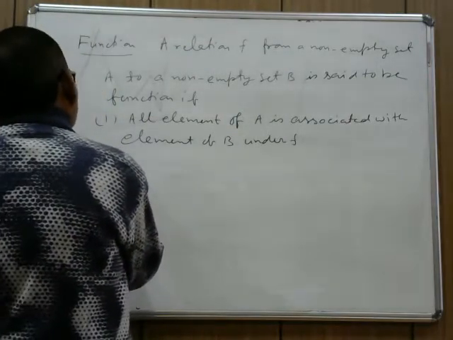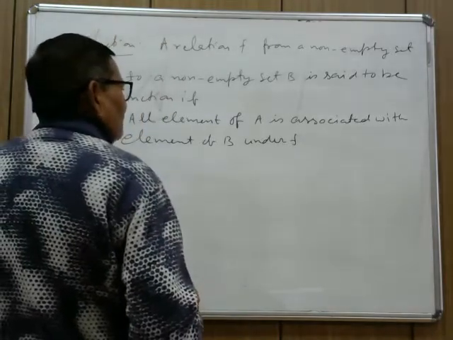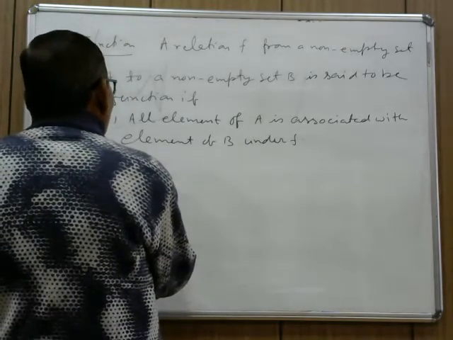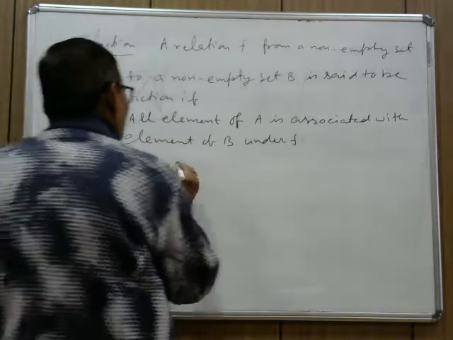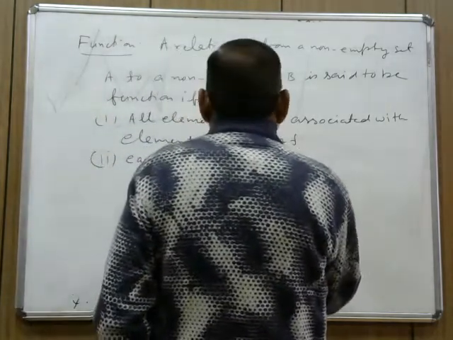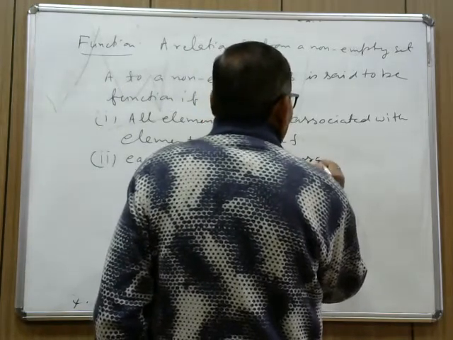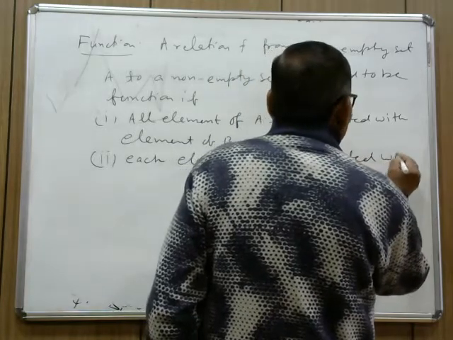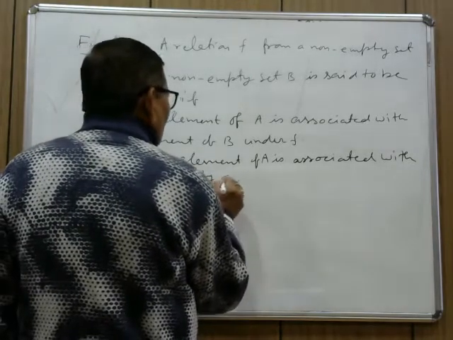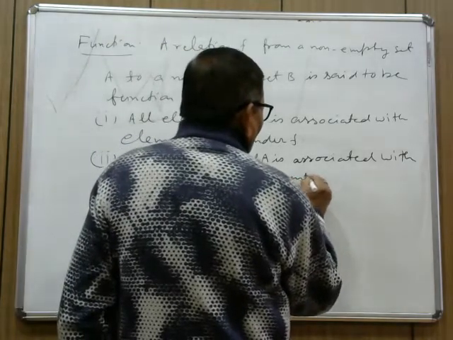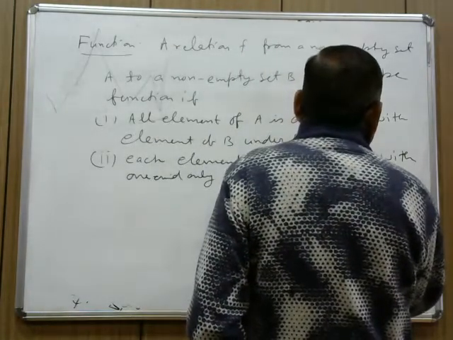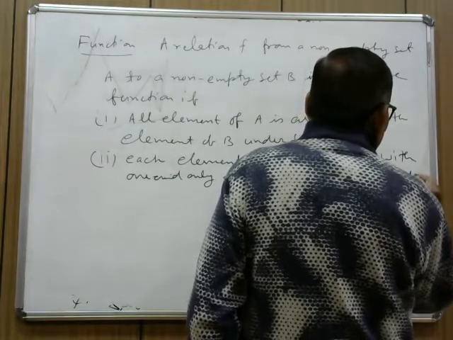Now second, each element of A is associated with one and only one element of B. That is, what does it mean? Our association is unique.